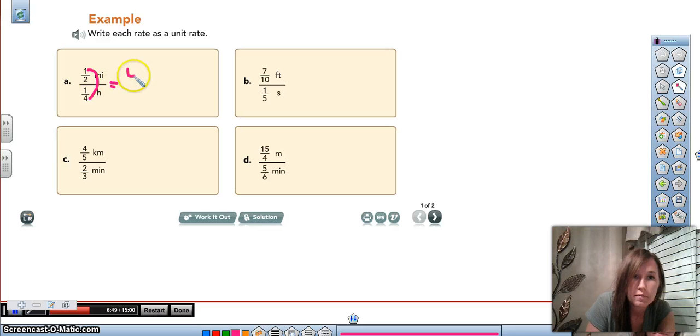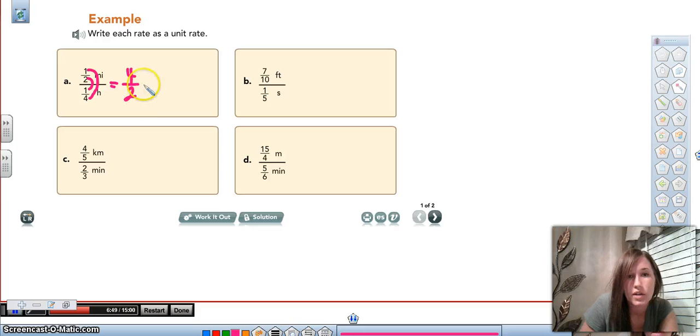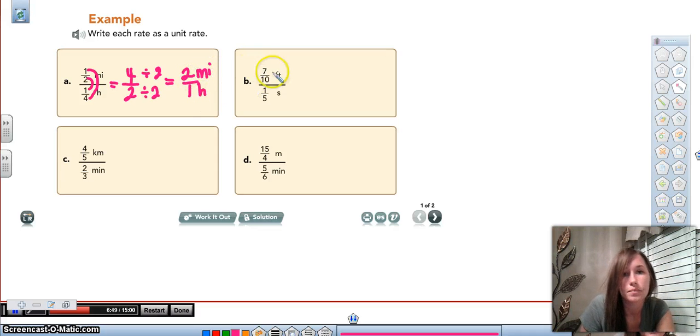1 times 4, 2 times 1. I can reduce it by 2, or I can just think that I want this denominator to be 1. It's kind of going to be the same idea. 2 miles for 1 hour. I'm going to make sure to put those labels back on there.